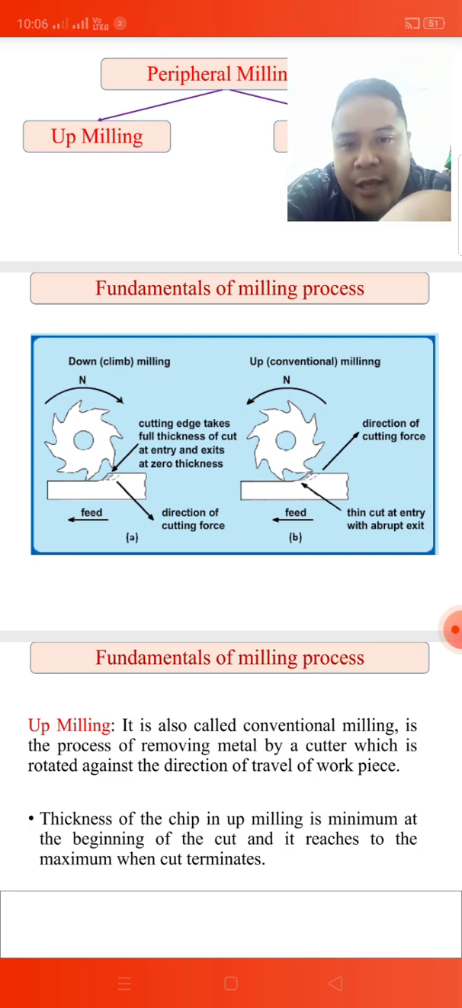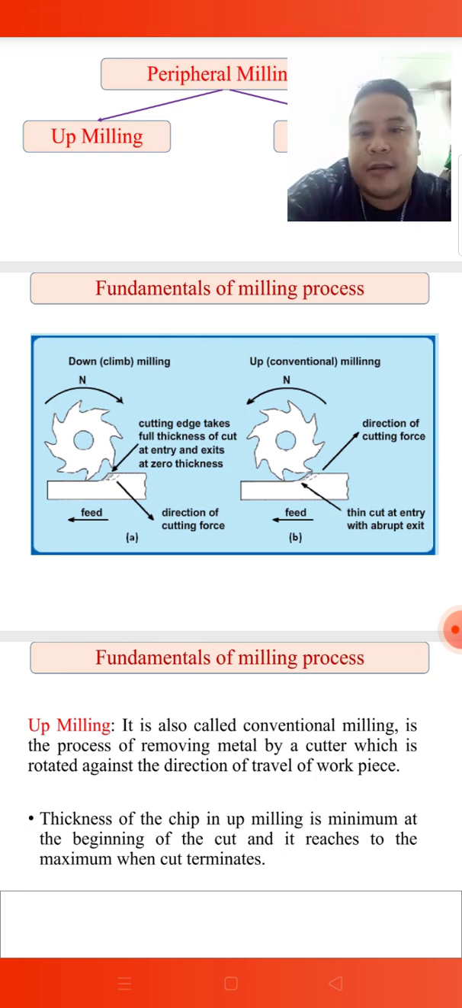So you may see the cutting edge takes full thickness of cut at entry and exits at zero thickness. Direction of cutting force, so padung siya dito sa left side. So naa siya disadvantage kaniya atong gitawag nga down milling, no? What are the disadvantages considering this type of milling process? One is it is prone to breakage of the cutting tools and damage of the workpiece.